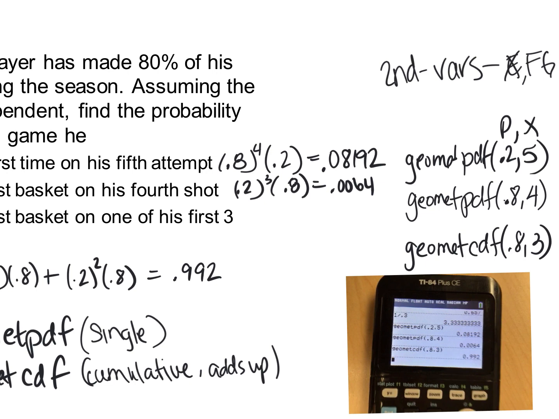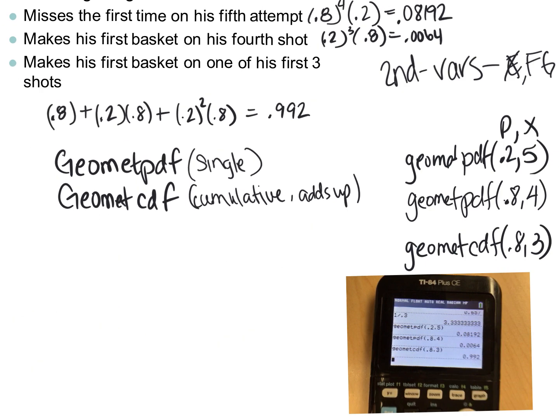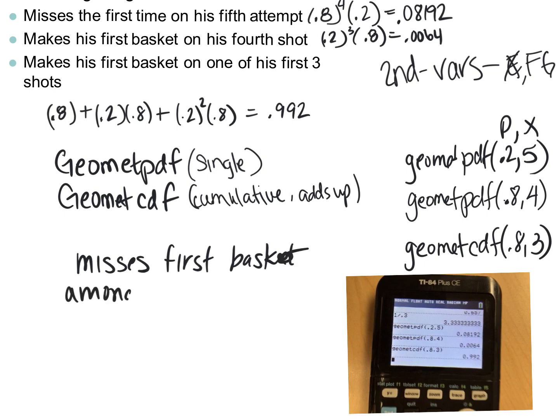So we have these calculator shortcuts that will do the work for us, which is really nice, especially with the cumulative ones. For geometric, the single ones aren't real bad, right? They're pretty easy. But if I wanted to know what's the probability his first miss is among his first 10 shots, I don't really want to do that by hand, right? Let's think about that. His first miss, so he misses his first basket among the first 10 attempts.